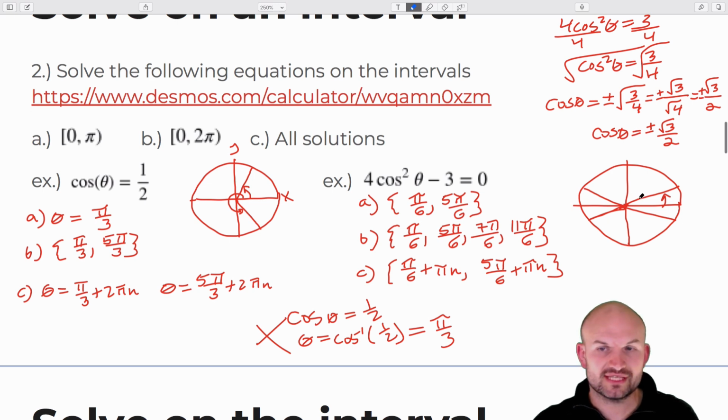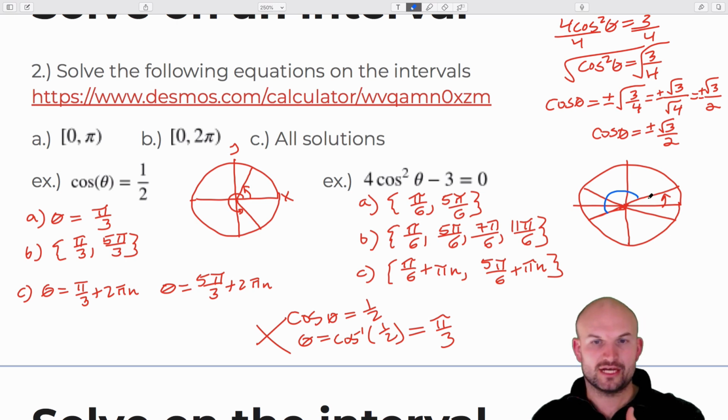But if you notice, like this angle, the distance between this angle and this angle is half of a circle, which is pi. So if I take this angle, which is pi over 6, if I add pi to it, that takes me to 7 pi over 6. If I add pi again to it, that's going to take me to 13 pi over 6. You don't really need to know what those angles are. You just need to know if you keep on adding pi to those two angles, then you're always going to get a solution. And the same thing happens over here. If I take 5 pi over 6 and I add pi to it, I'm going to go back to a solution. And if I add pi again, it's going to take me to a solution.